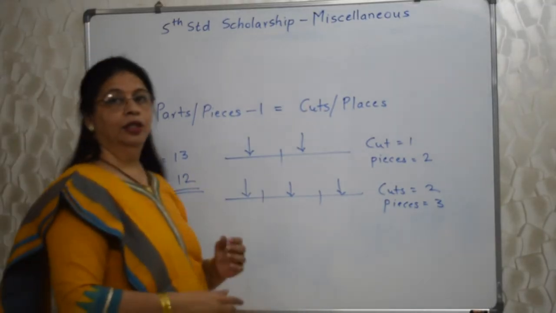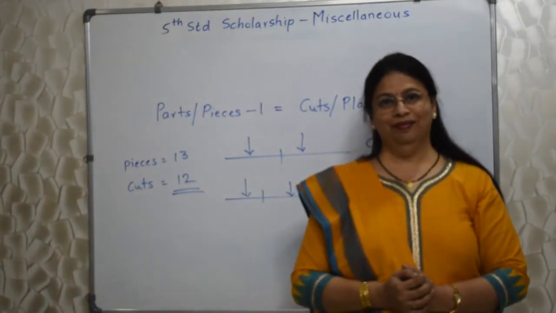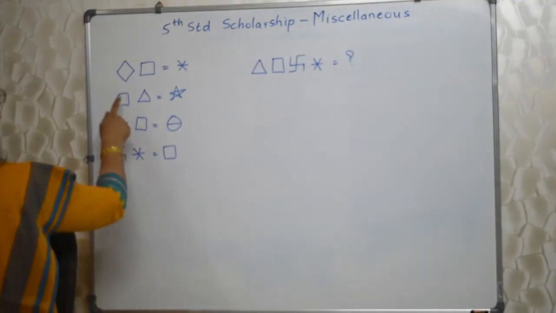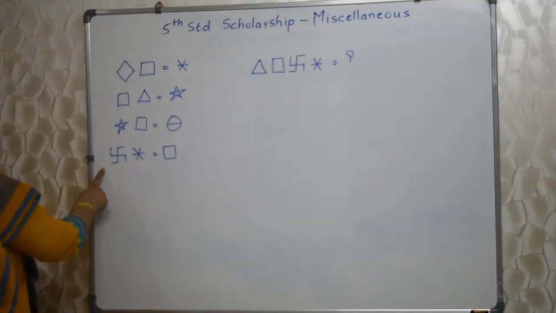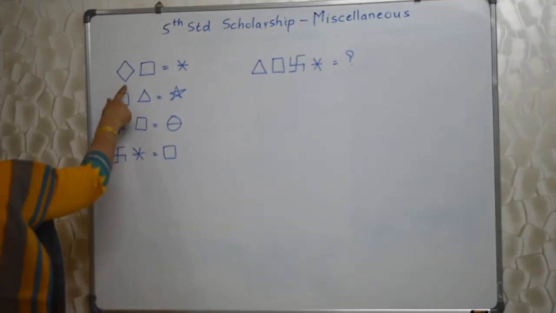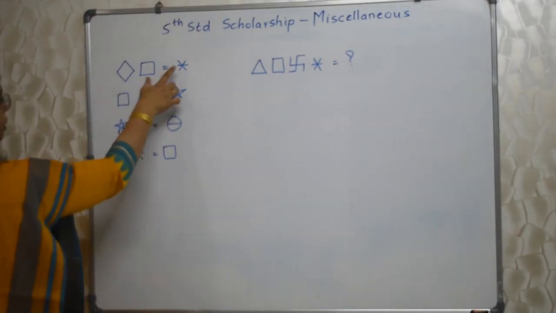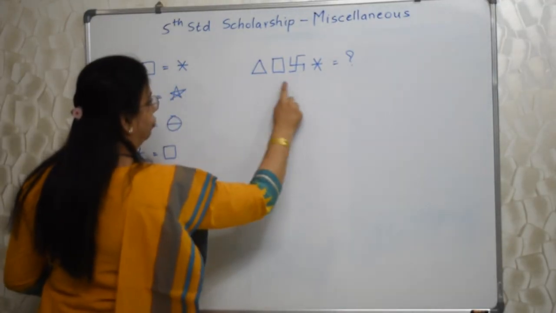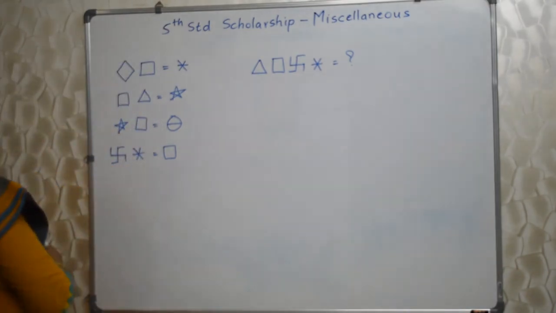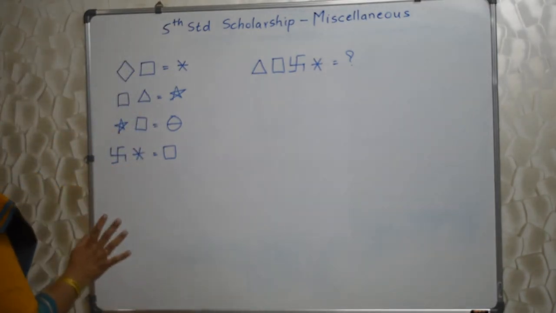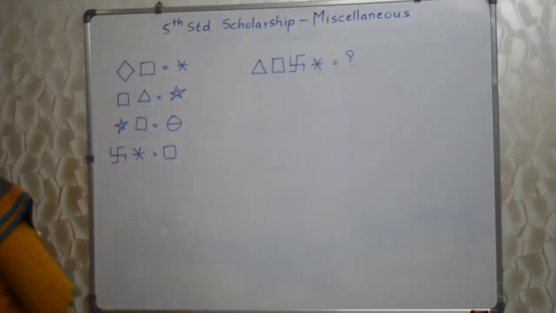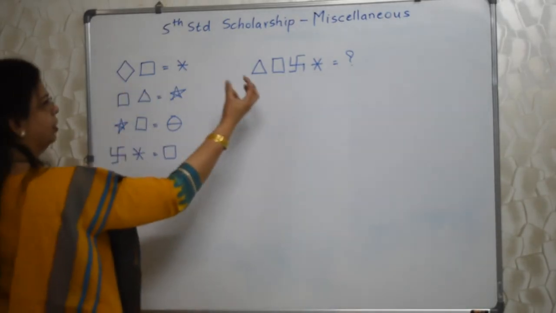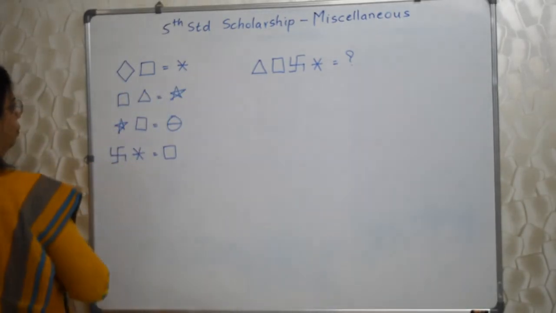Okay students? Let's take the last sum. Students, see this. They have given certain things, this and this is equal to this, like that, and they have told us to find out the value of this. Okay, this is nothing but observation and replacement. Okay, observe and then replace, substitute the value, right?